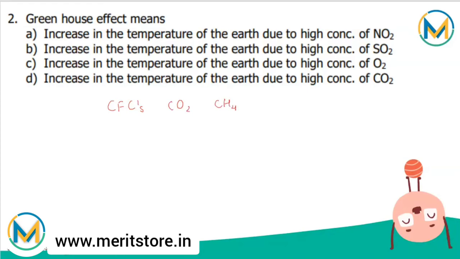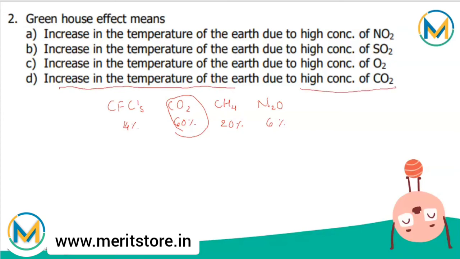methane, and nitrous oxide. The approximate percentage of different greenhouse gases in the atmosphere: CFCs, it's 14%, carbon dioxide 60%, CH4 methane, that is 20%, and nitrous oxide is 6%. So among all these gases, concentration of carbon dioxide is highest. So it is the main greenhouse gas, and thus the correct answer is option D, that increase in temperature of the earth due to high concentration of carbon dioxide.